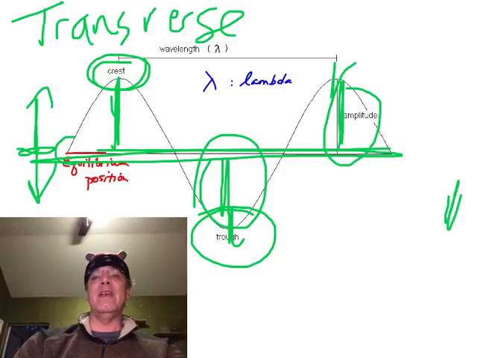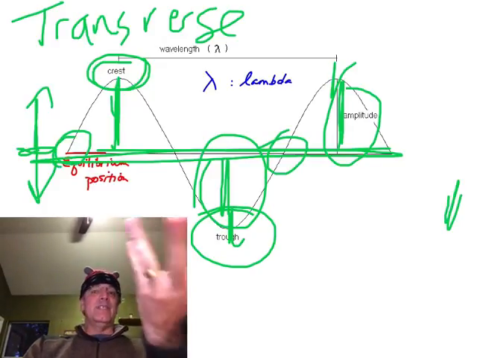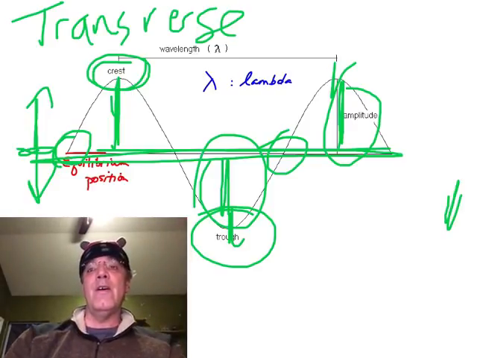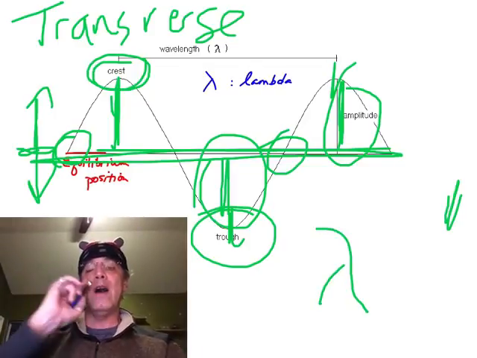In fact, from the beginning to the next beginning. Any position that's the same in each wave. And the Greek letter for wavelength is lambda. And so it looks like this, or like an upside down Y.